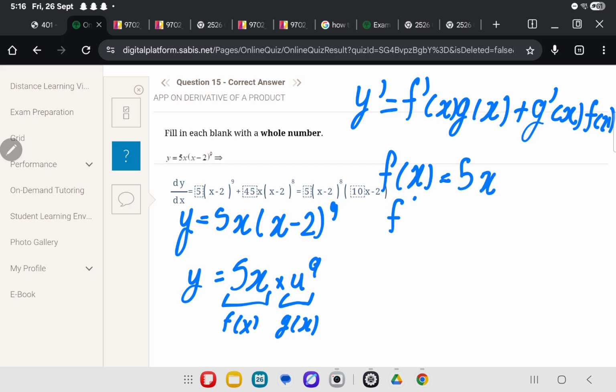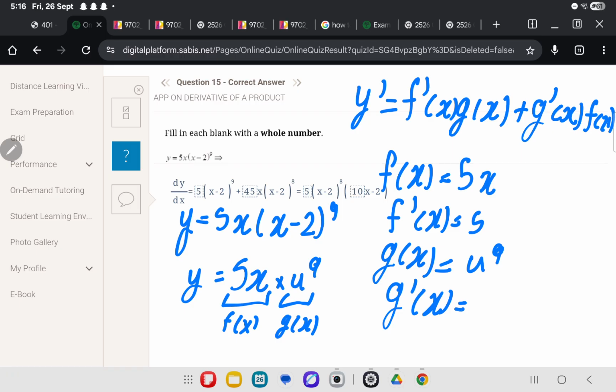That means f prime of x is equal to just 5. So g of x is equal to u to the power of 9. That means g prime of x is equal to 9 u to the power of 8 times what is u? u is x minus 2. This will differentiate to 1, right? Because the constant will differentiate to 0, and this is x to the power of 1. Take 1 down, 1x to the power of 0 can be rewritten as 1. So it's just this one, meaning that it is going to be 9 times x minus 2 to the power of 8.